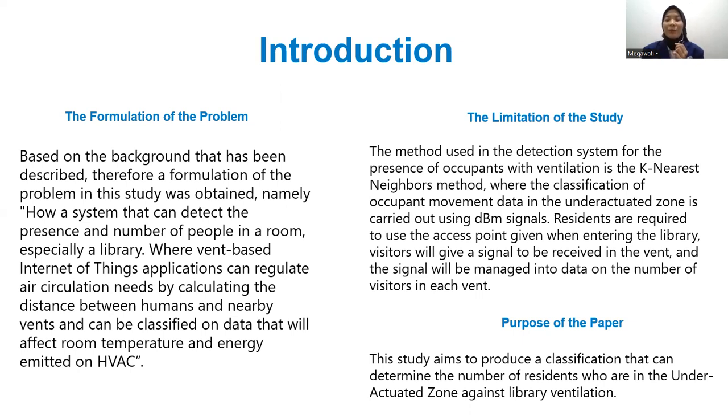The study is limited to a method where the system detects the presence of occupant ventilation using the K-nearest neighbor method. The classification of the occupant moving data in the under-acted zone is carried out using dBm signal. A gate is designed as the access point at the entrance of the library. Visitors will be given a signal to reach the gate, and the signal will be managed into data on the number of visitors at each gate.